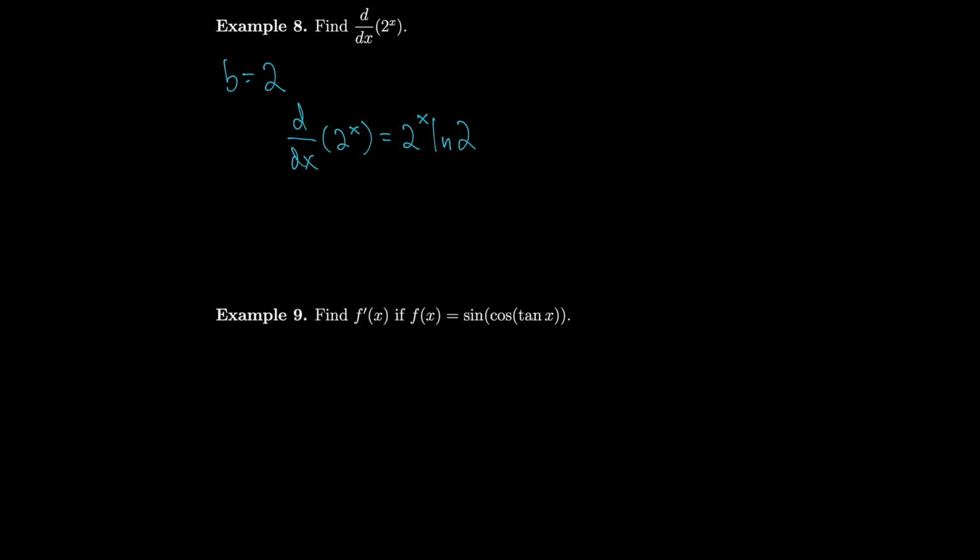Okay, let's find f prime of x if f of x is sine of cosine of tangent of x. So we want f prime of x, that's cosine, right? The derivative of sine is cosine of cosine of tangent of x. We're pretending that it's just sine of whatever, so the derivative is just cosine of whatever, and then times the derivative of what was inside. So that's cosine of cosine of tangent.